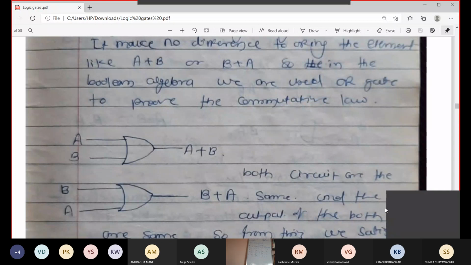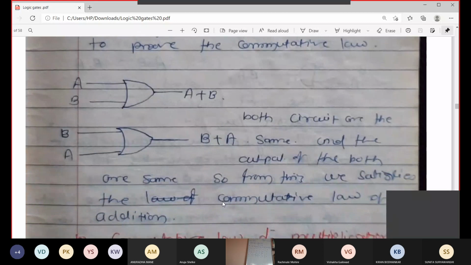Look again, if a plus b is done, let's suppose a is 0, b is 1, then the output is 0 plus 1, which is 1. Now a is 1, b is 0, so 1 plus 0 is again 1. So a plus b is equal to b plus a. You can check the other cases as well. That means we satisfy the commutative law of addition. Very simple: a plus b is equal to b plus a.